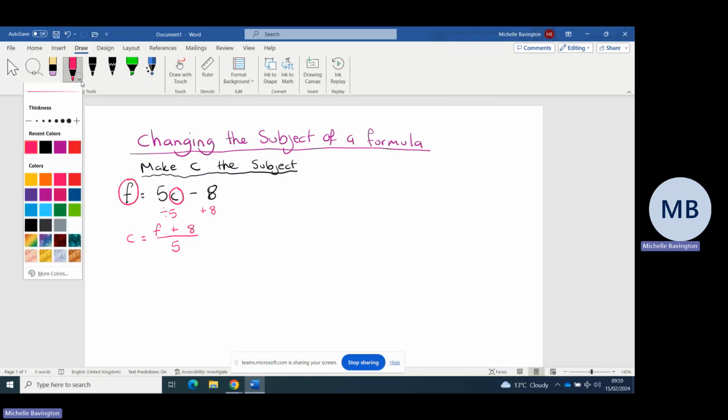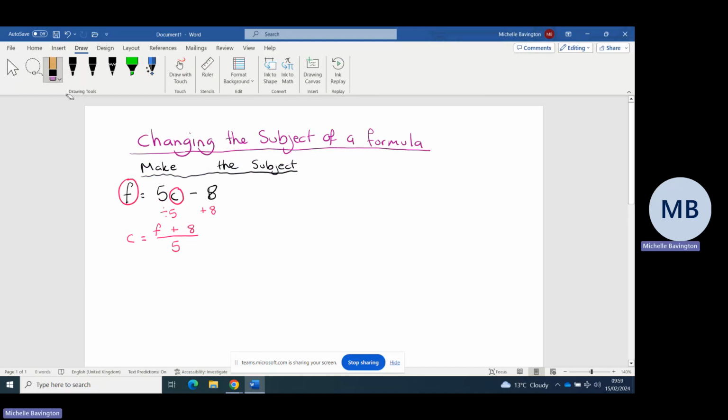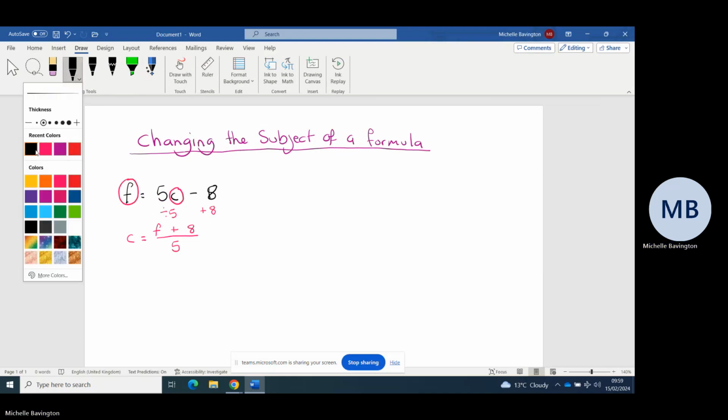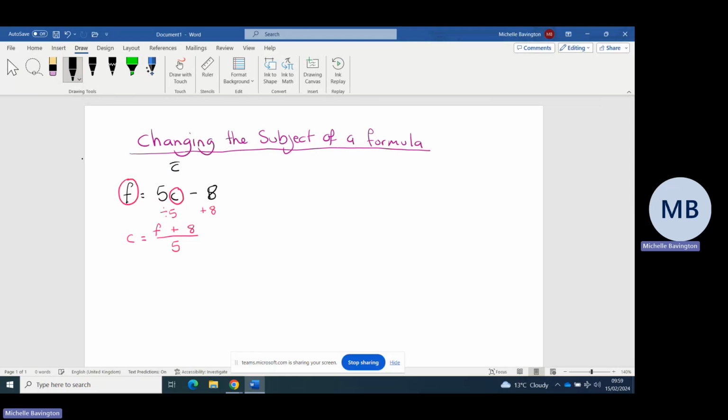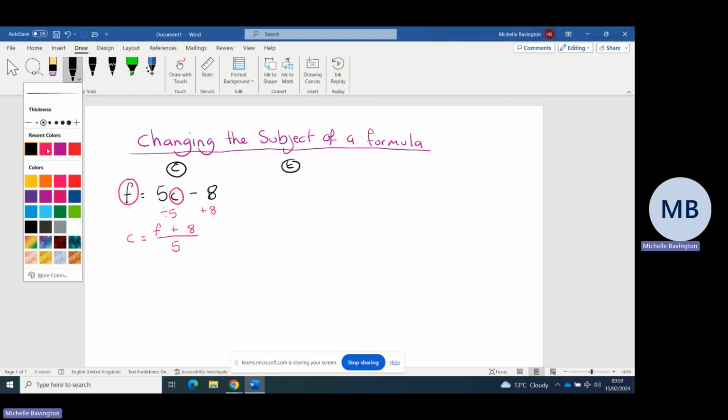So let's do another one. Oh, I need the rubber actually. Let's get rid of that. What I'm going to do, instead of writing that out all the time, is put like C. We're going to make C the subject. Okay, so on this one we're going to make T the subject. Let me get my nice pinky pattern up again. I like that.